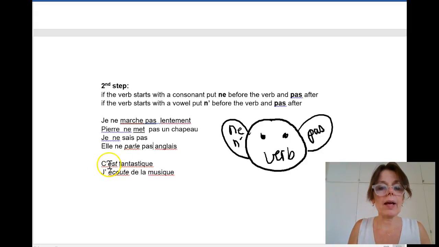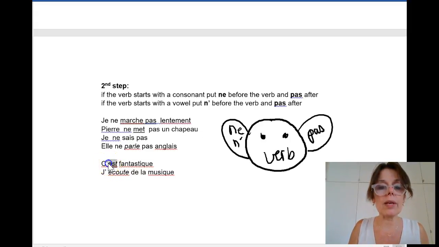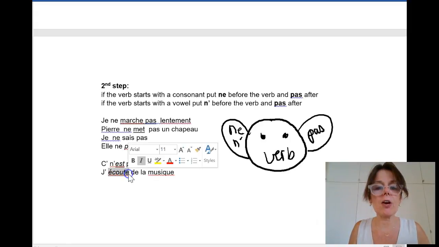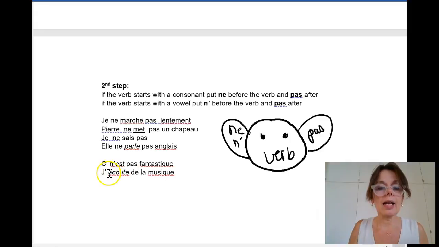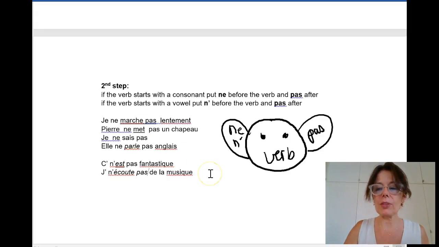Okay? Now, remember, this is my verb, I've underlined it. It starts with a vowel, so I'm going to put an apostrophe before and pas after. Écoute, you remember I said, listen. It's my verb, I've already underlined it, and I'm going to put an apostrophe in front and pas after it. Okay, that's my second step: ne before, pas after, or an apostrophe before and pas after if my verb starts with a vowel.